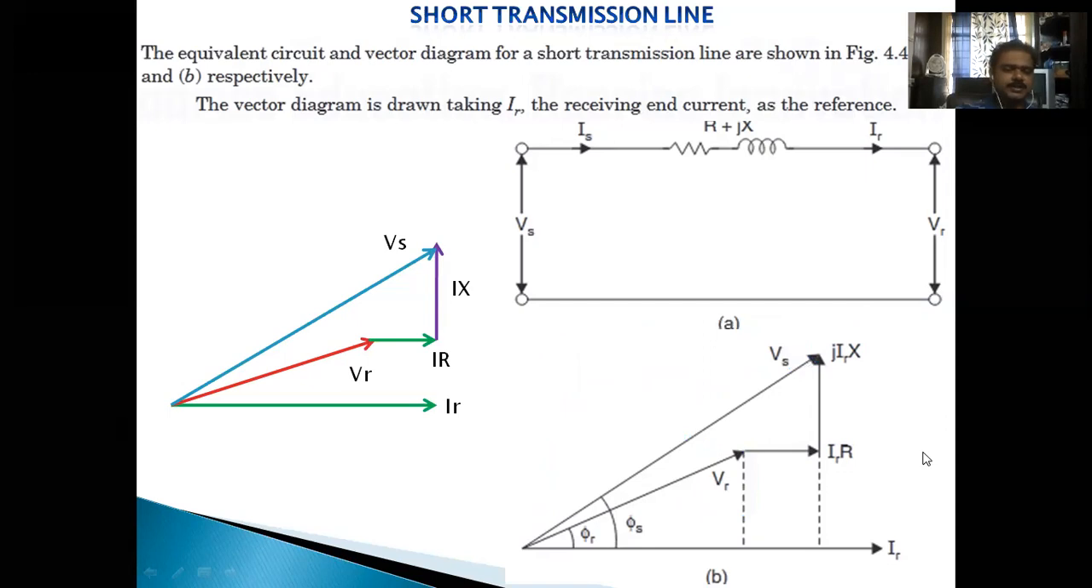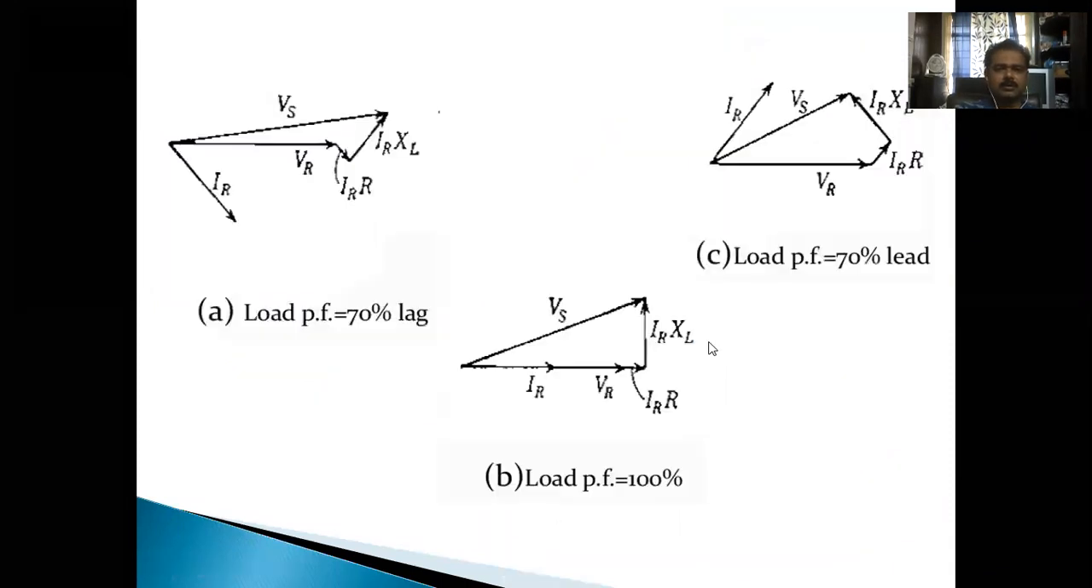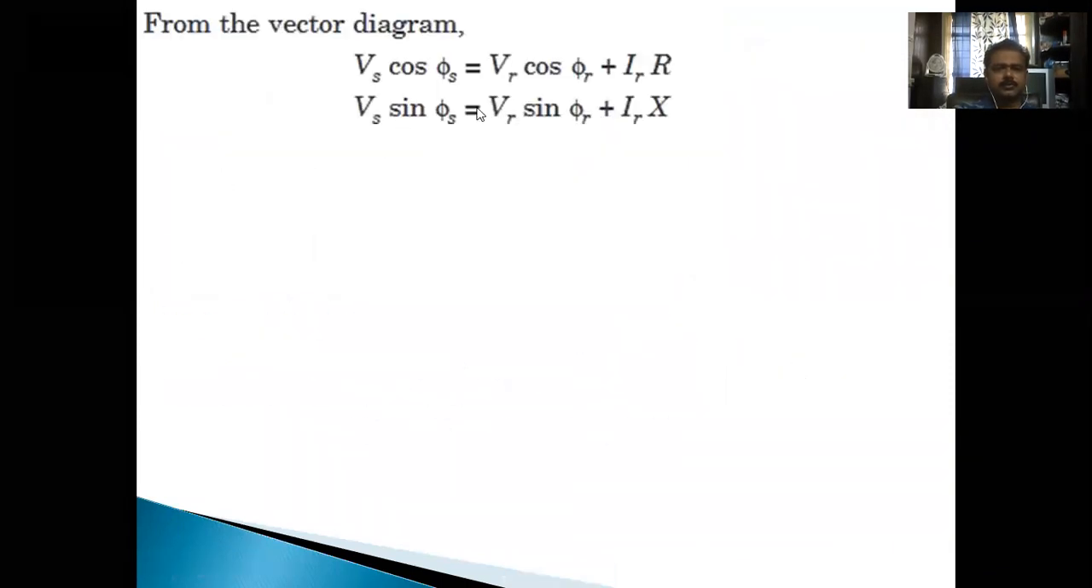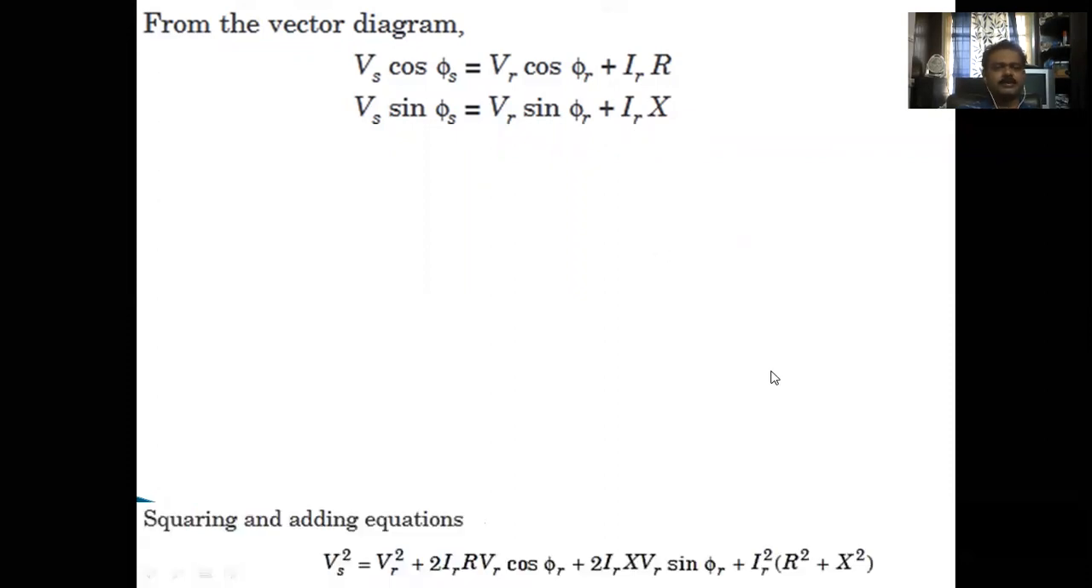The same equations I have written. Once you are able to follow these two equations: Vs cos phi s is equal to Vr cos phi r plus IR into R, and Vs sin phi s is equal to Vr sin phi r plus IR into X.